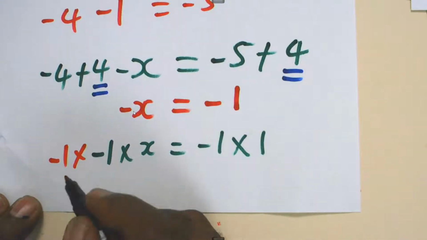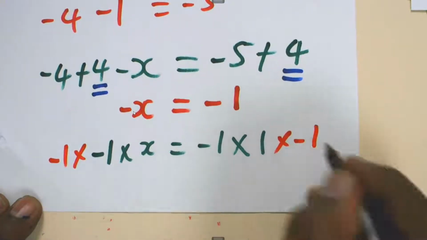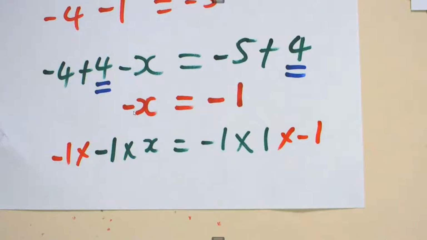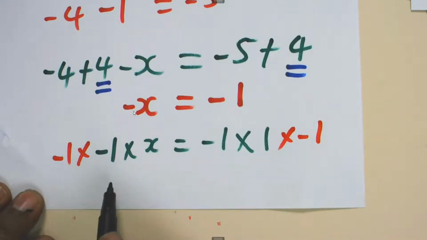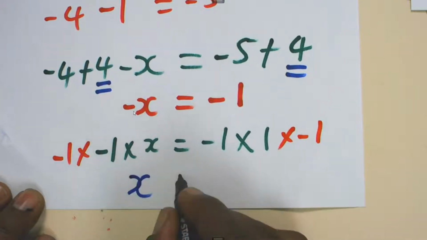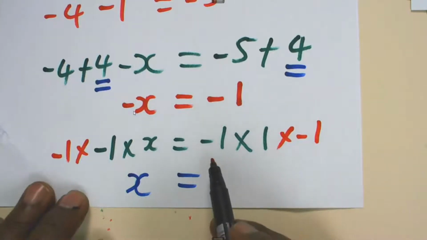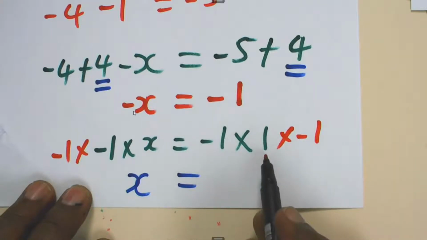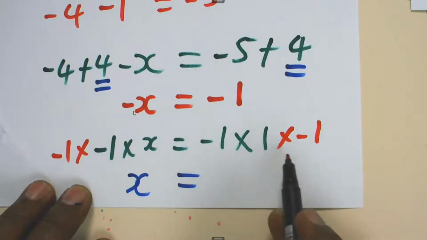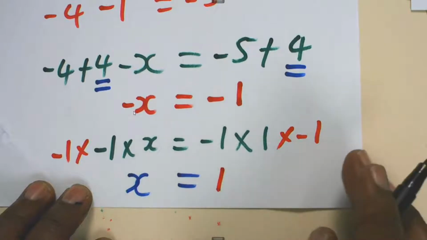Remember, what you do on the left, you also do on the right. Therefore, negative 1 by negative 1 is positive 1, by x is your x. That's what we're looking for. We want to know the value of x. Negative 1 multiplied by 1 is negative 1. Negative 1 multiplied by negative 1 is positive 1.